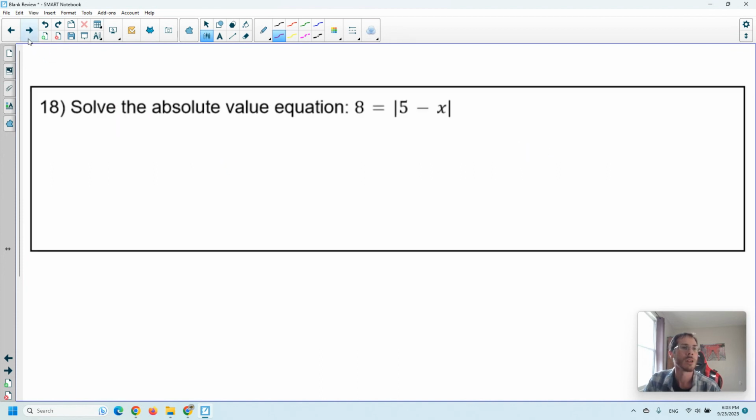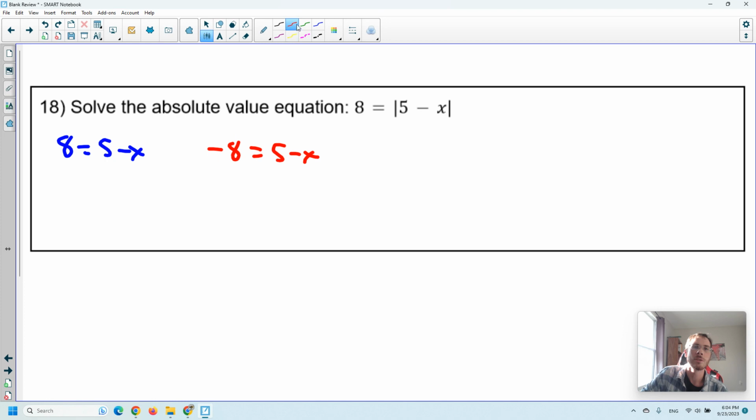All right. Next up, we got 18. So we have the absolute value equation. So remember, for these absolute values, what we're going to do is rewrite it as two of them. The first one we just write normal, just take away the absolute value bars. The second one, what we're going to do is take our 8, we're going to switch it to negative, and we're going to have 5 minus x.